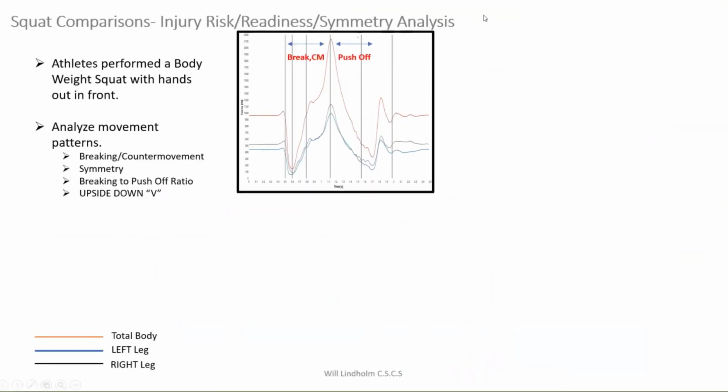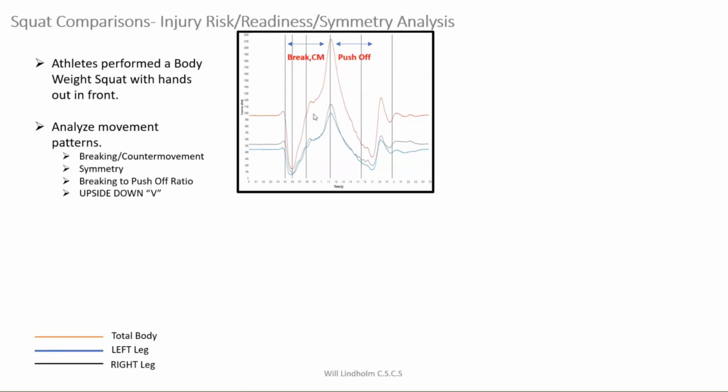Now we're going to look at a squat test that we do pretty regularly as well, just to see how an athlete moves with body weight. So with one force plate, we'd only get the red line. With two, we're able to get, as you can see down here, the left leg is the blue line, the right leg is the black line. And what we're looking for is any break in the counter movement, symmetry, the difference between these lines, and the breaking to push off ratio.